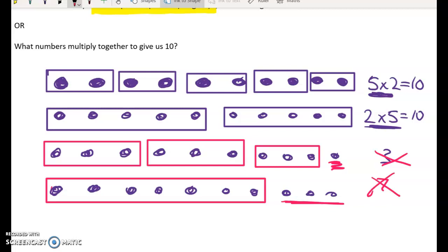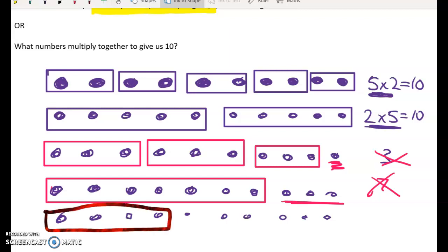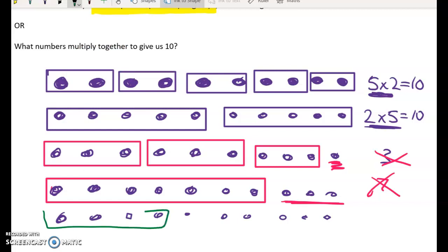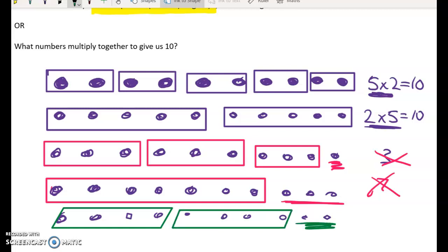Okay, what about 4? Is 4 going to be a factor of 10? So let's draw the dots out: 1, 2, 3, 4, 5, 6, 7, 8, 9, 10. Let's try grouping in 4s. Here's my first one. Oh, why didn't that go nice? Let's just get rid of that. We'll do the pink pen again, but this time I'll make it green. Okay, so 1, 2, 3, 4. There's my first group of 4 dots. And there's my next group of 4 dots, but I've got 2 left over. So 4 is also not a factor of 10.